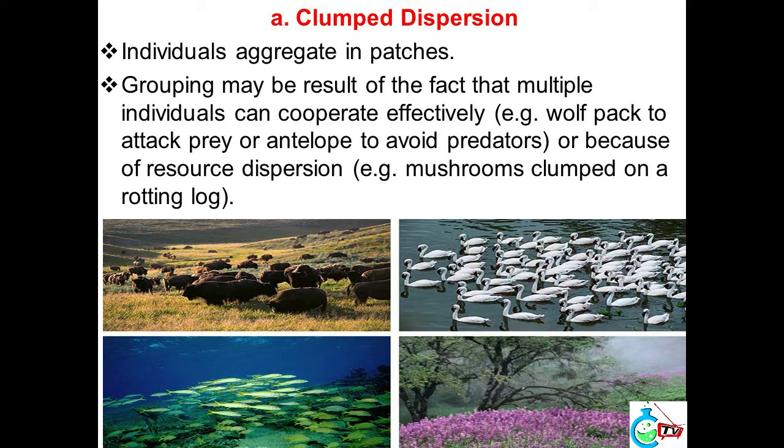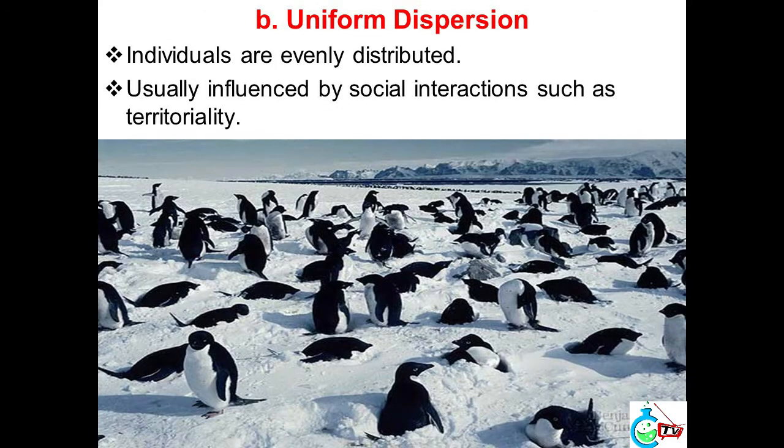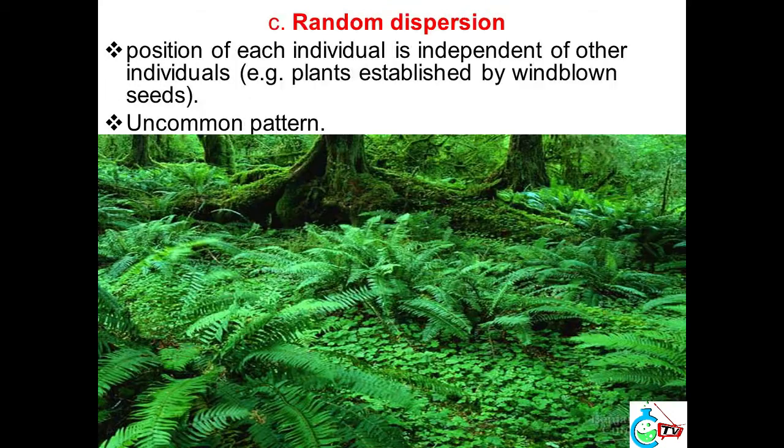Grouping may be the result of the fact that multiple individuals can cooperate effectively, for example a wolf pack to attack prey or antelope to avoid predators, or because of resource dispersion, for example mushrooms clumped on a rotting log. B. Uniform dispersion. Individuals are evenly distributed, usually influenced by social interactions such as territoriality. C. Random dispersion. The position of each individual is independent of other individuals, for example plants established by wind-blown seeds.